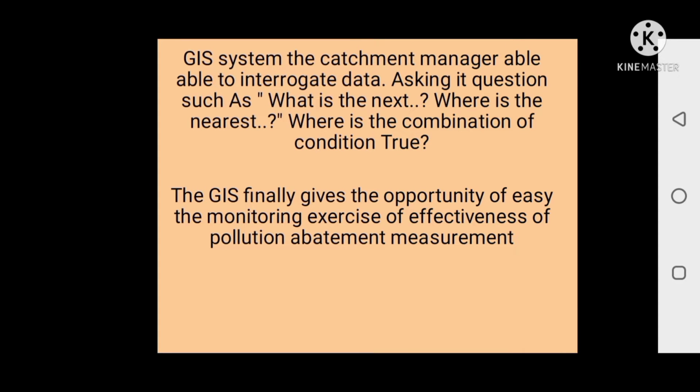So this is the continuation of Hartel's report. Through a GIS system, the catchment manager is able to interrogate data, asking it questions such as what is next to, where is the nearest, where is this combination of conditions true, and therefore develop improved environmental management practices to conserve and improve water quality. Then the GIS finally gives the opportunity to ease the monitoring exercise of the effectiveness of pollution abatement measures.